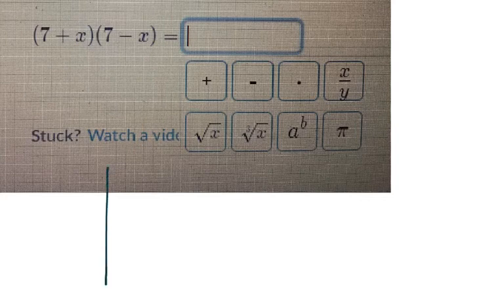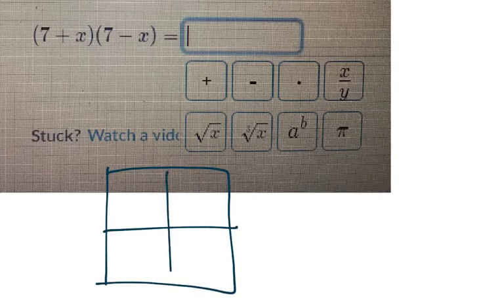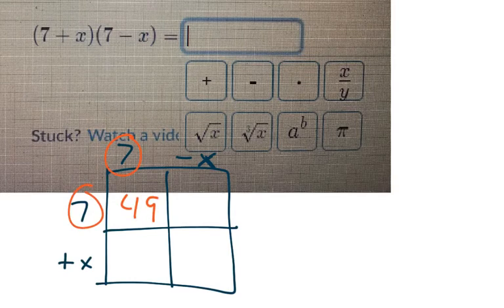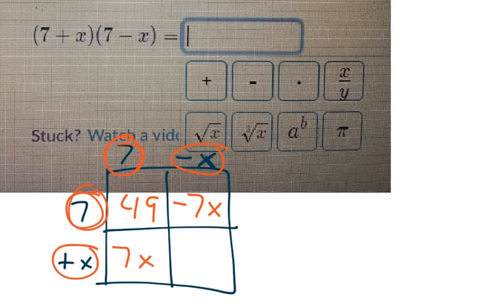So I'm going to set up my box. 7 plus x, 7 minus x across the top. I know 7 times 7 is 49. 7 times minus x is minus 7x. 7 times x is positive 7x. Watch your signs. And of course, x times minus x is minus x squared, or negative x squared. So they want it in standard form, so we're going to start with negative x squared, right?